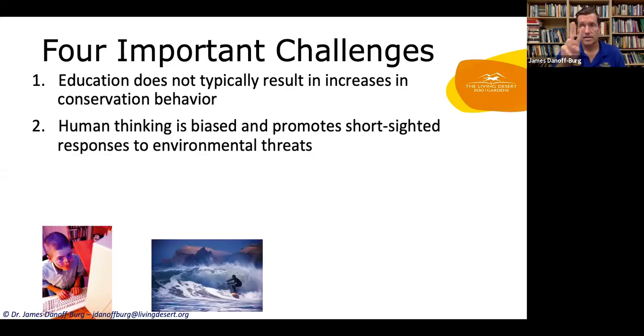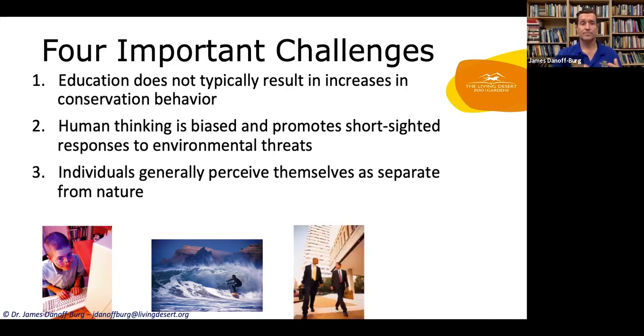Right? Second, our human thinking is biased and tends to promote short-sighted responses to environmental threats. So if there is a problem with cheetahs, we need to introduce more cheetahs into the area, right? That's a short-sighted solution to a larger environmental threat. That's addressing the symptoms, as I was saying earlier, not so much the cause of the problem. So often our thinking is biased and promotes short-sighted responses.